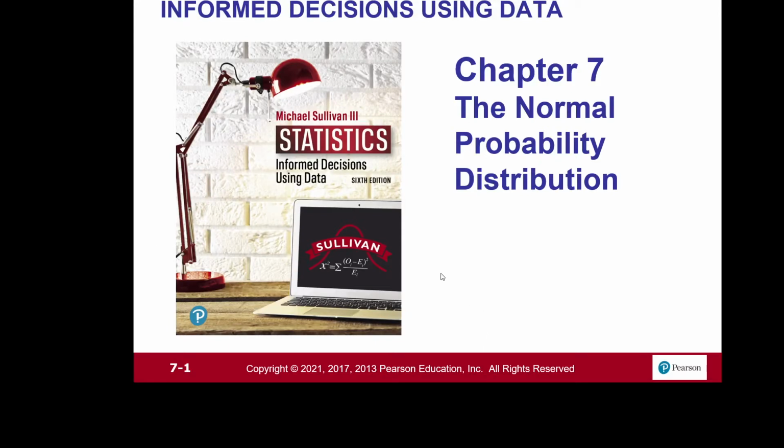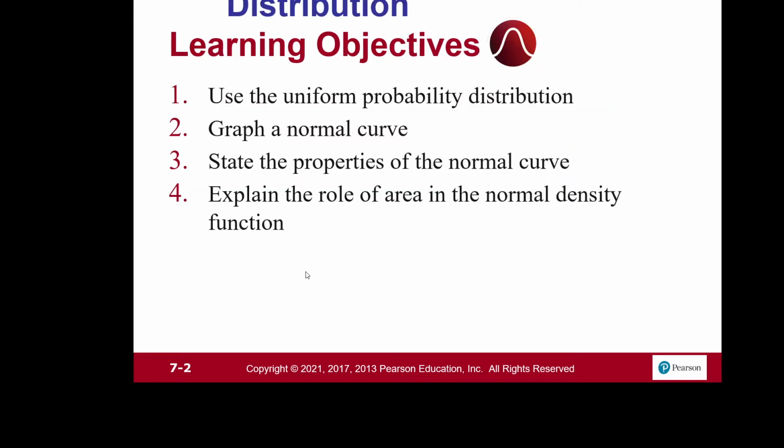All right, welcome to the Chapter 7 Normal PDF Distribution chapter. Well, we'll be doing section 7.1, 7.2, and then we'll do 7.4. We'll be skipping 7.3 from this section.